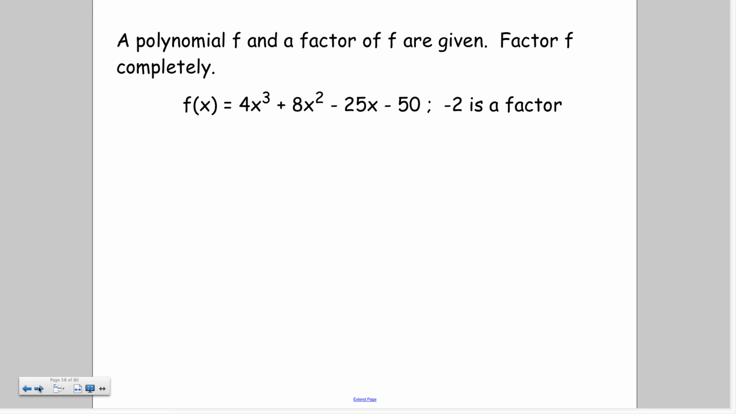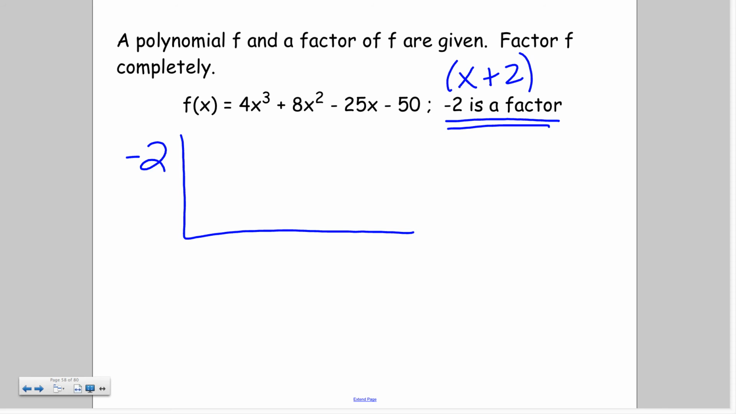Polynomial f and a factor of f are given. Factor f completely. So again, I'm going to use my synthetic division and then my x method. Alright, this one is worded a little bit differently because you're told negative 2 is a factor. So when I do my synthetic division, I'm going to use negative 2. It's just like saying x plus 2. Because remember, when you do synthetic, you switch that around. You make the opposite. 8, negative 25, negative 50.